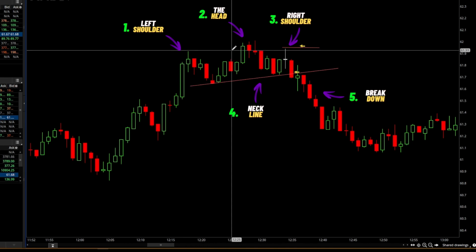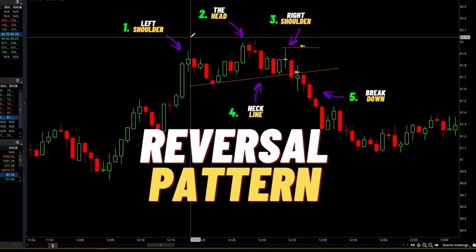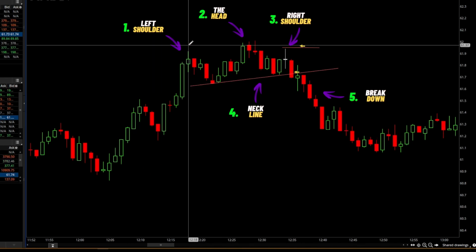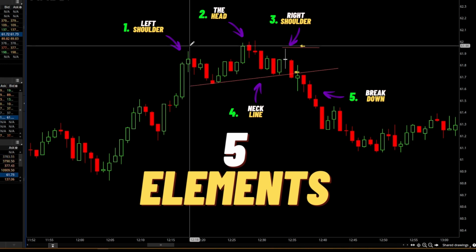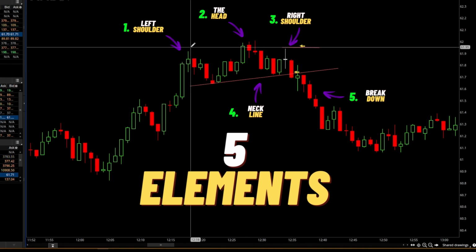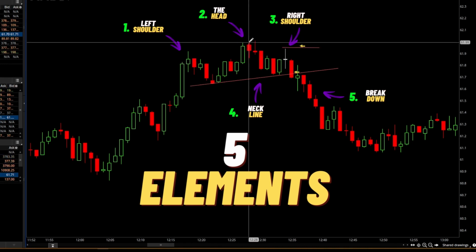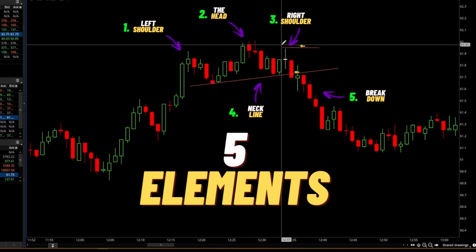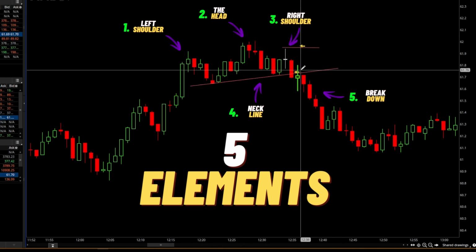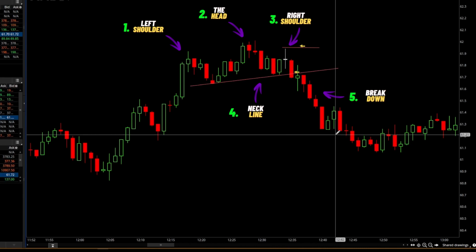And again, it's a reversal pattern with our 5 different elements. All right, we've got our left shoulder, our head, our right shoulder, our neckline, and the flush.